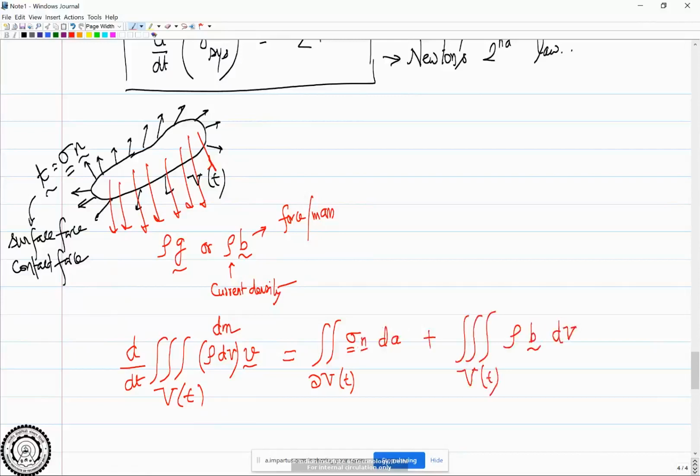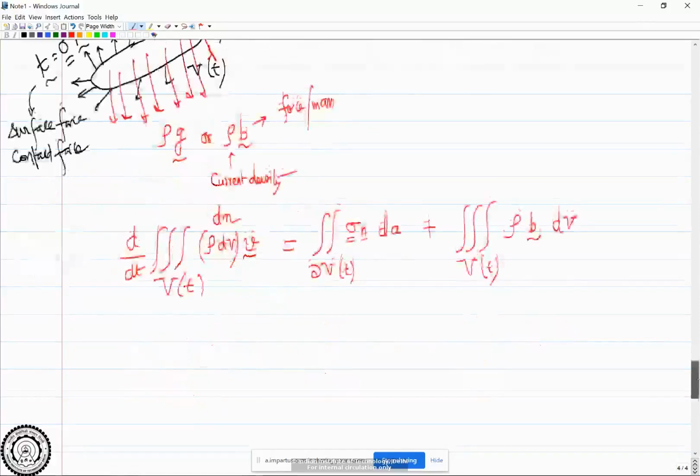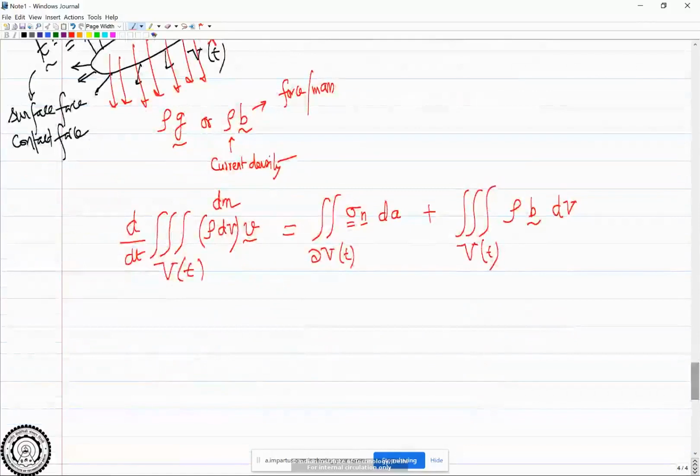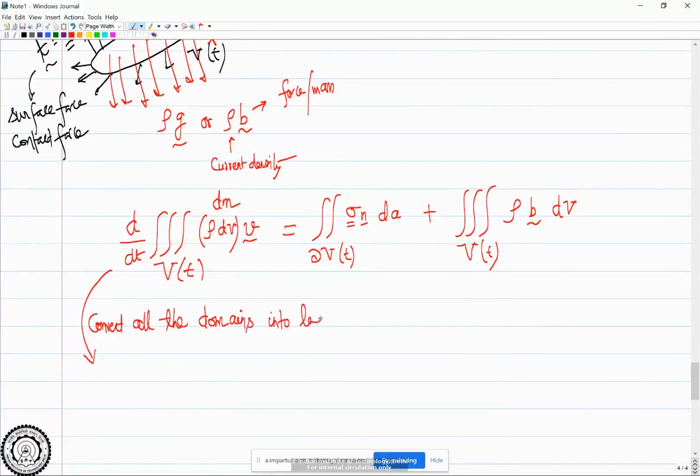Okay, so you see we wrote this down on an Eulerian volume, and we want to derive the Lagrangian form of linear momentum balance. So we simply have to convert all the domains here into Lagrangian domains. So that's the first step: convert all the domains into Lagrangian domain.